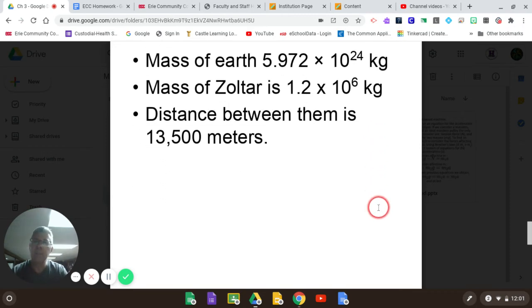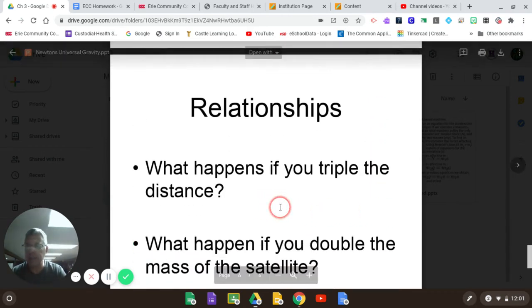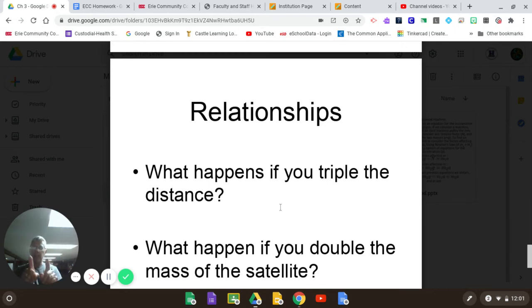All right. Relationships. What happens if you triple the distance? Think about it. You have two objects here. We triple the distance. The distance is in the denominator and it's squared. So if I triple it, 3 squared is 9, and it's in the denominator. So your force is 1/9.